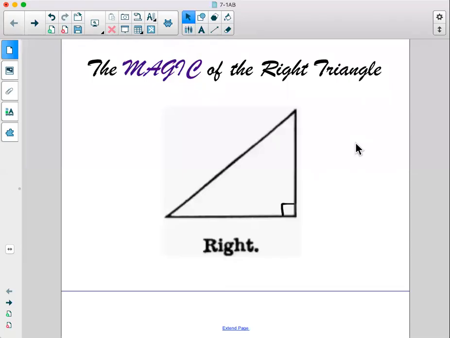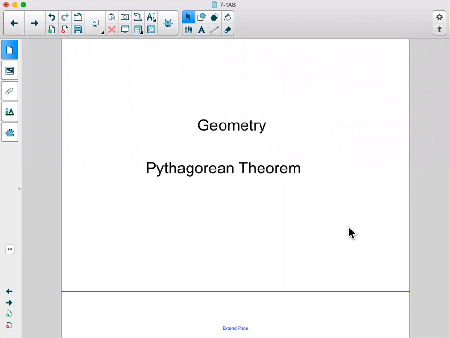Hello, geometry students. The next 6 videos are all going to be about the magic inside a right triangle. Prepare to be amazed. The first theorem we're going to learn about with the right triangle is the Pythagorean Theorem.